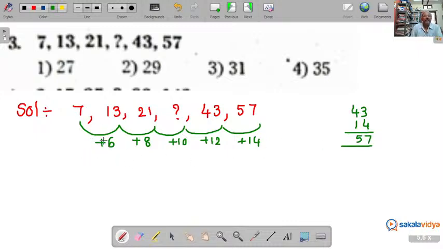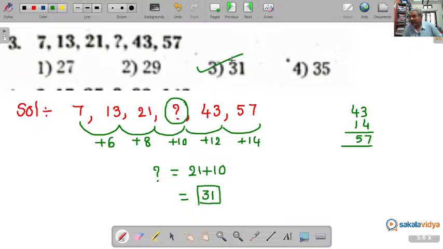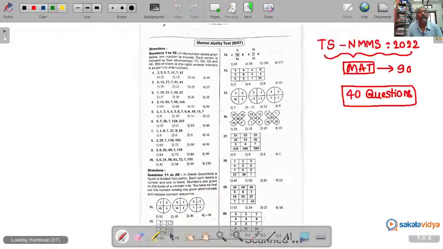So adding 6 to the 7 you get 13, adding 8 to the 13 you get 21. So if you want to find out the question mark, it is equal to 21 plus 10, obviously 31. So our answer is 31. So which is the right option? Yes, third one is the right option. Right. So let us move to the fourth question now.